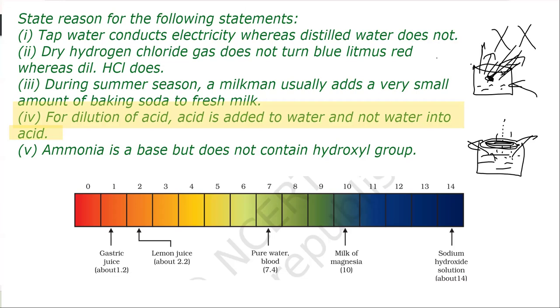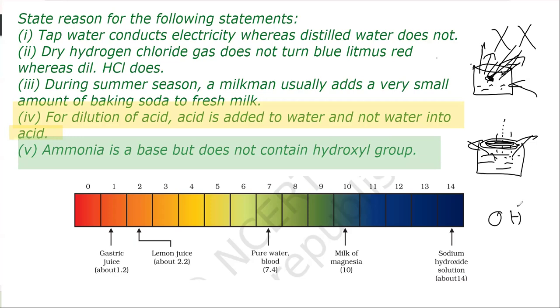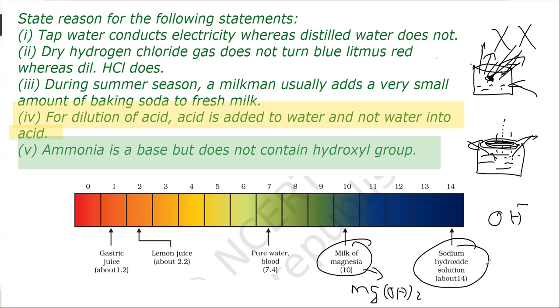The last part is this. Ammonia is a base but does not contain hydroxyl ions. You know that all bases have one thing in common: they have OH minus ions. Whether it's milk of magnesia, magnesium hydroxide, Mg(OH)2, or sodium hydroxide, NaOH, all bases release OH minus ions when they are dissolved in water.